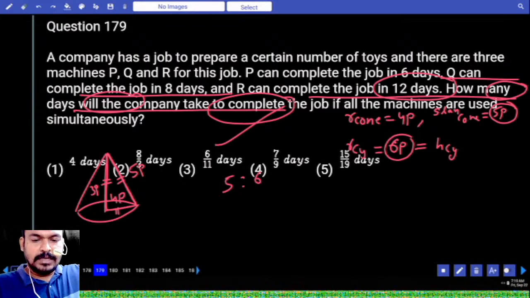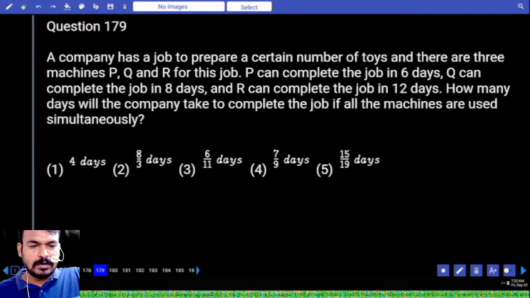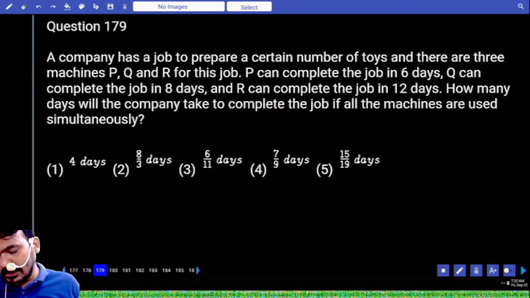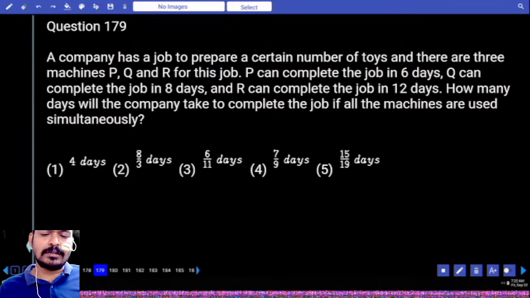A company has a job to prepare a certain number of toys. There are 3 machines P, Q, R for this job. P can complete the job in 6 days. Q can complete the job in 8 days. R can complete the job in 12 days. How many days will the company take to complete the job if all the machines are used simultaneously?